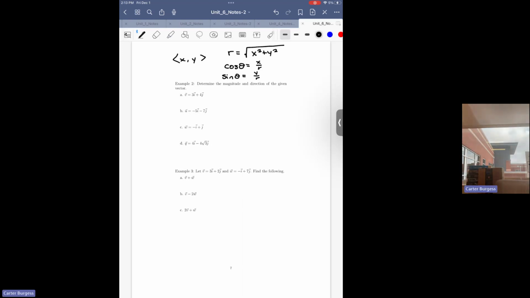Negative 5i, negative 7j. Where? What quadrant? Third quadrant. And do we have an inverse trig function that can give us a third quadrant angle? No, we do not. So that's a little bit problematic. So we're going to need to get a little bit creative, kind of on the front end here.